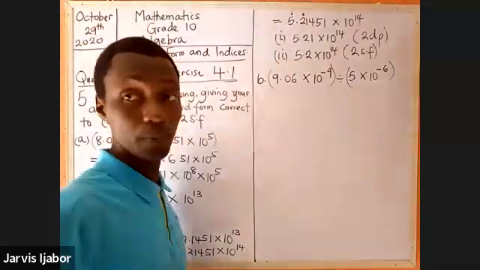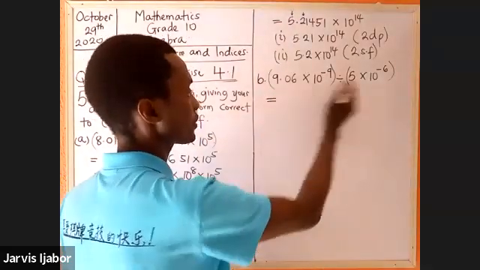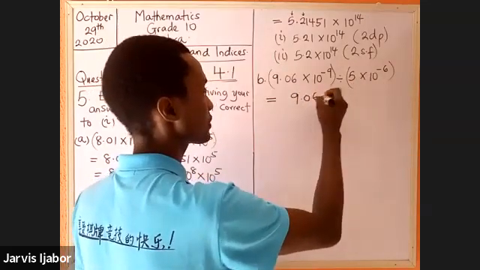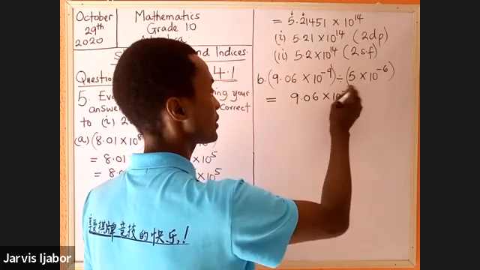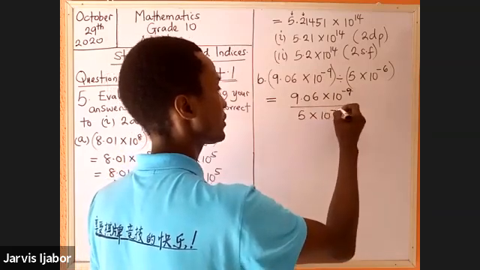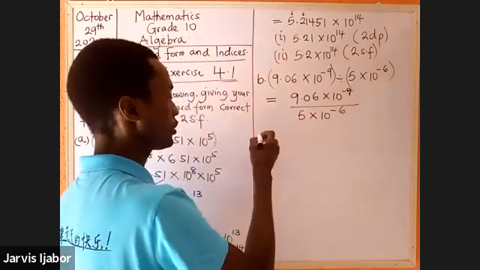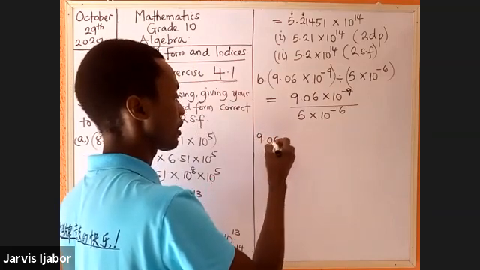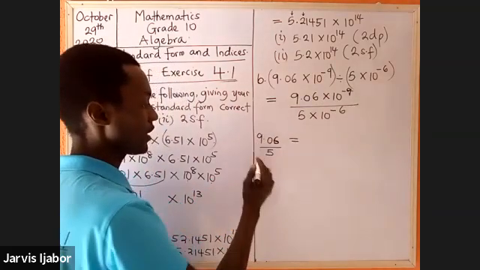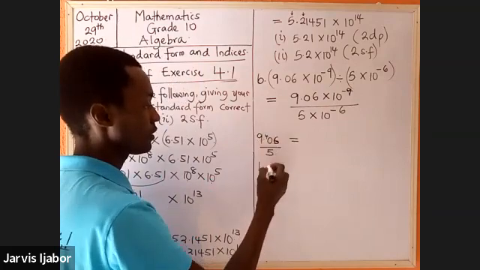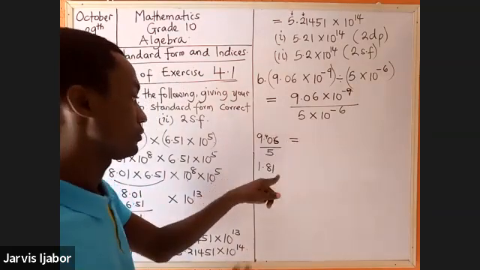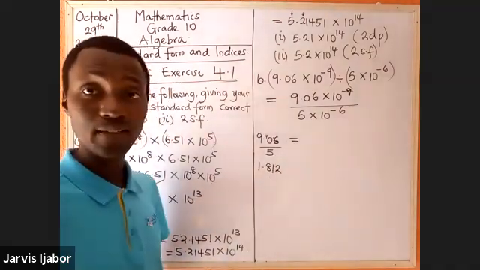All right, the next problem. This would mean this divided by this. So you have 9.06 times 10 raised to the power of -9 divided by 5 times 10 raised to the power of -6. So we will need to take care of this. And that will give me, by dividing this, I'm going to get 1.81812. You may want to try that out on your own.